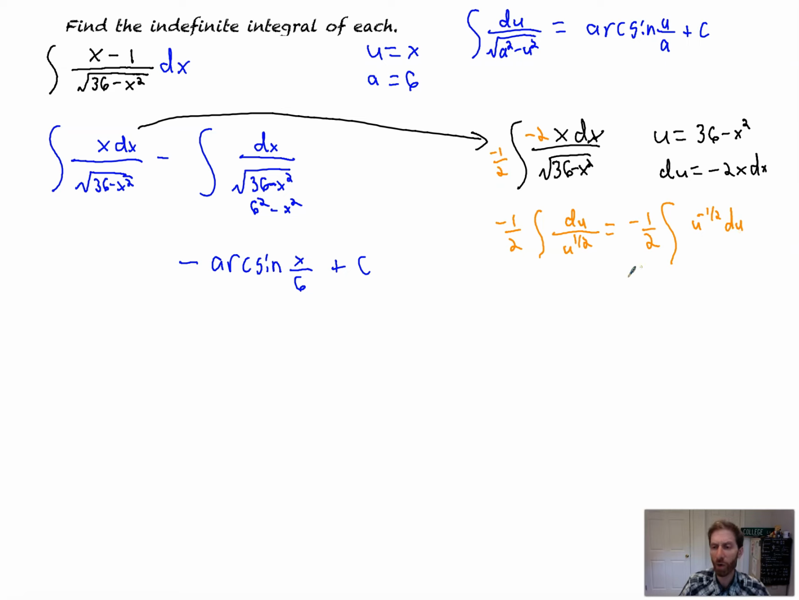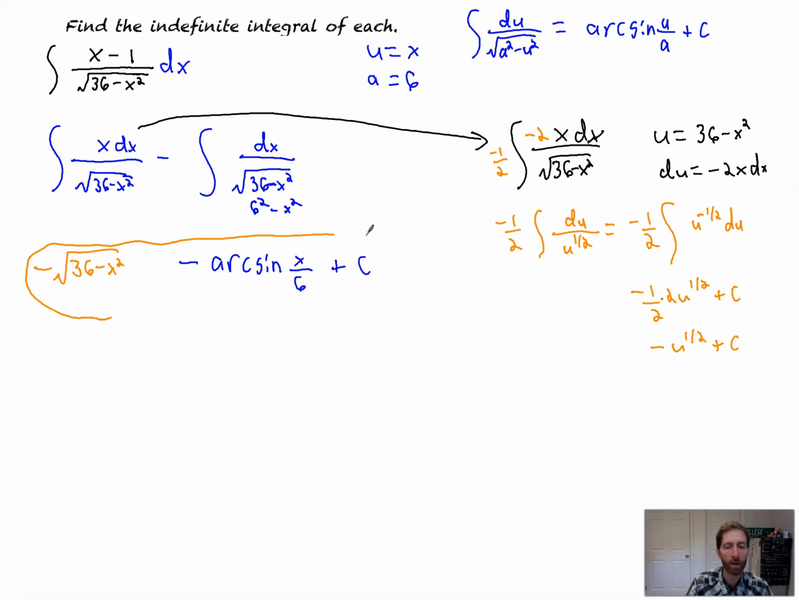Nice. We integrate that like normal. Add 1. That's negative 1/2 u to the 1/2. And then you multiply by, well, normally I divide by 1/2, which is multiplying by 2. Normal old integration. This is going to be negative u to the 1/2 plus c. Well, what's that? Well, u was 36 minus x squared. To the 1/2 is square root 36 minus x squared. So I plug that in there, and we've got ourselves our antiderivative.